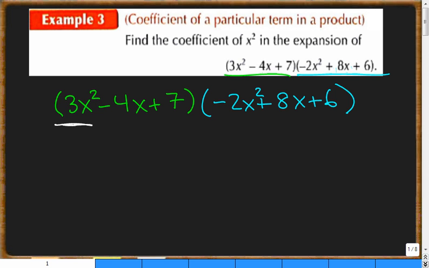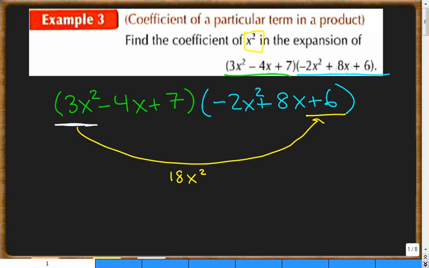So let's look at 3x squared. Well, 3x squared is already a squared term. So we just need to figure out what term on the other polynomial will multiply by it to keep it as an x squared. So that term is going to be this 6, because it doesn't have an x with it, so our x squared will stay the same. Well, this is going to combine to make 18x squared.